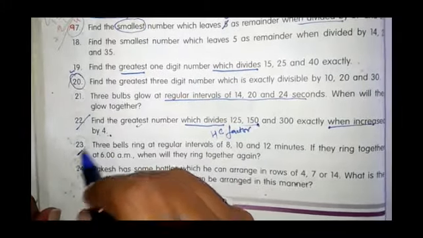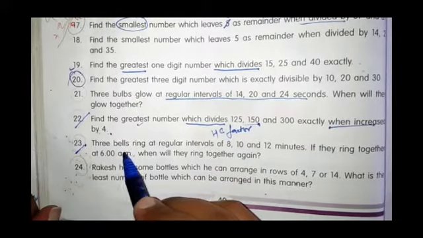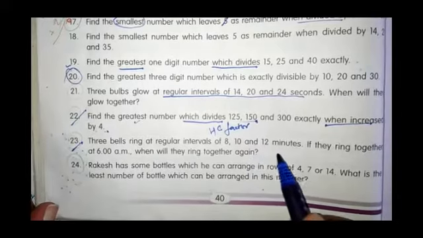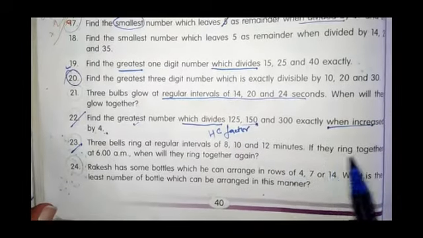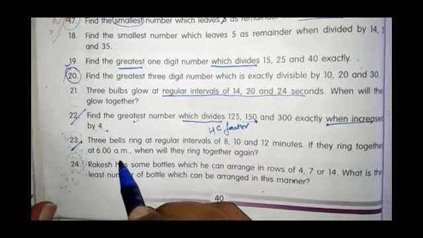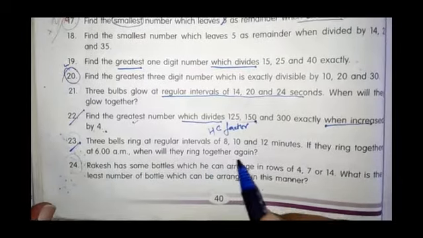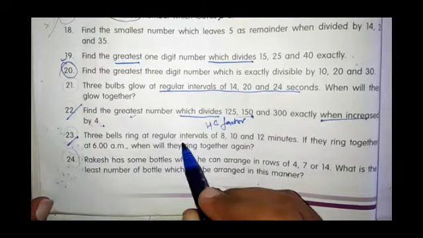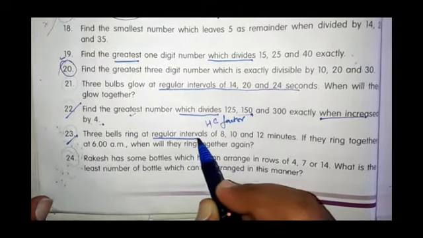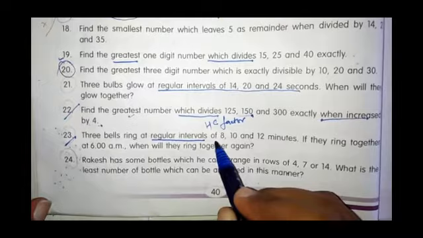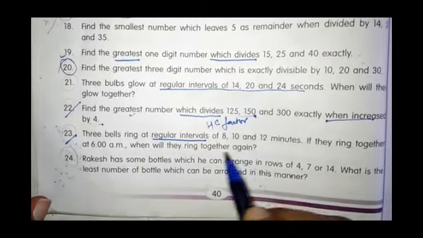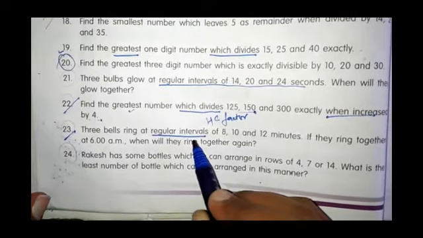Now, we'll discuss question number 23. Now, children, see question number 23. 3 bells ring at regular intervals of 8, 10 and 12 minutes. If they ring together at 6 a.m., when will they ring together again? Okay, 3 bells ring at regular intervals. Regular intervals, I have told you what it means: at the regular gap, equal gapping of 8, 10 and 12. In previous questions also I have explained this.